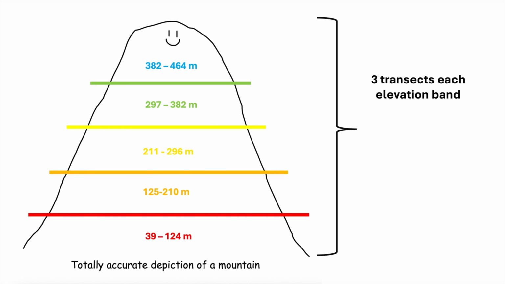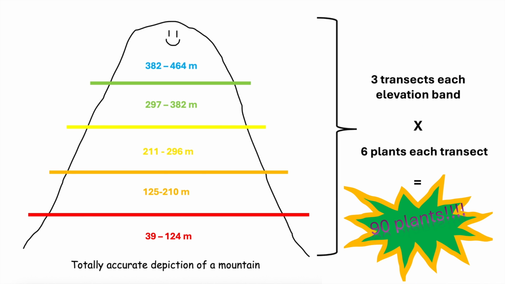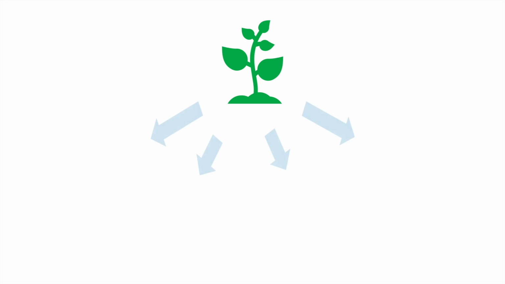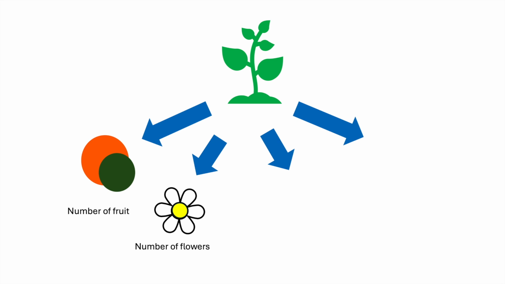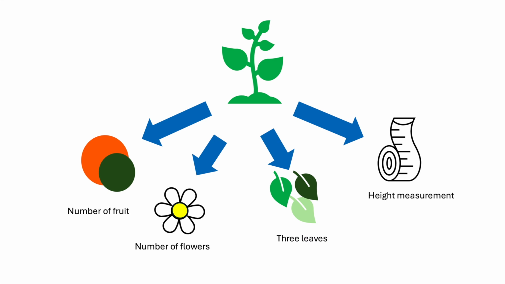I'll do 3 transects for each band of elevation, and I'll also survey 6 plants in each transect. With a bit of maths, that'll be a total of 90 plants surveyed. I'll count the number of flowers and fruit on each plant, measure the height, and take 3 leaves for my leaf area analysis.